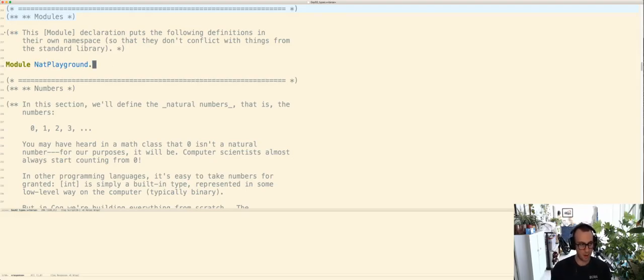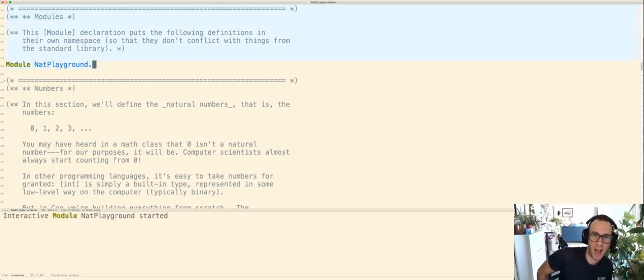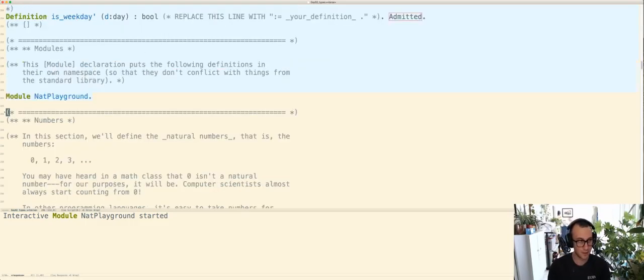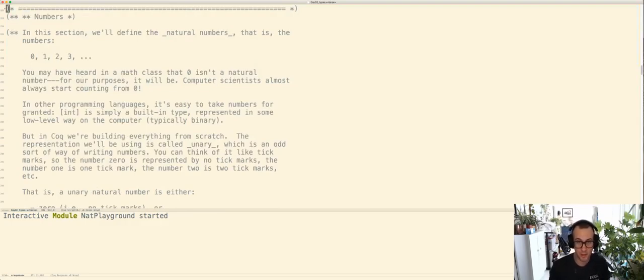So this starts a module called NatPlayground, and it's going to hide some of our definitions from the broader world, so it lets us play for a minute. We'll do this throughout the course to define little playgrounds like this. Okay, let's talk about numbers. You've probably heard of them. Numbers, familiar concept.